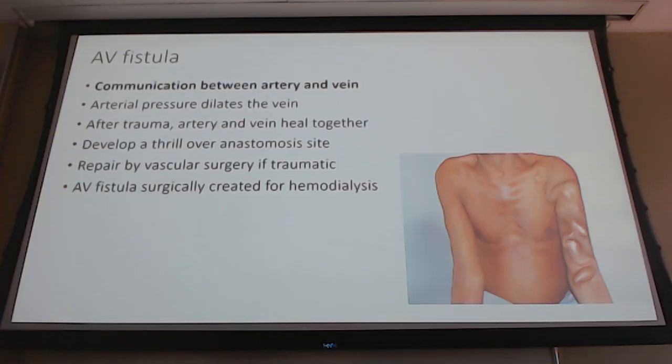Okay, AV fistulas. This is the communication between an artery and a vein. We can actually make an AV fistula for dialysis. Okay, normally in the upper arms. You will hear a thrill, so that's how you know if you have somebody with a surgical AV fistula. If you put your stethoscope over it and hear a thrill, you know that it's actually working. Okay. If it's a traumatic cause, we can have vascular go in and repair it to try to break them apart. But we do create these for hemodialysis.